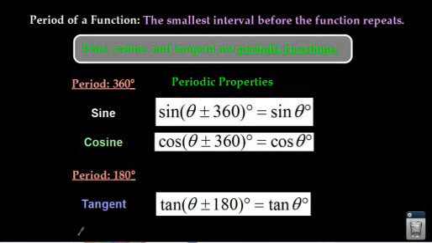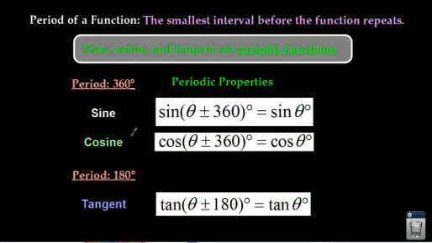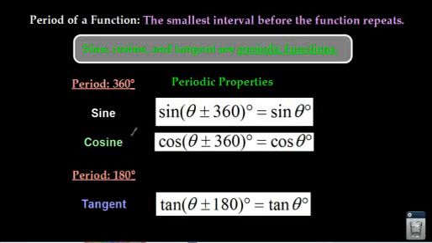All right, so technical definition of a period of a function, it's the smallest interval before the function repeats itself. So remember how I was talking about saying, look, it's 360 degrees before the sine wave starts again. Well, that's because that's the definition of a period. So just as a reminder, sine and cosine both have periods of 360 degrees. That's when they start to repeat. Tangent, on the other hand, repeats every 180 degrees.